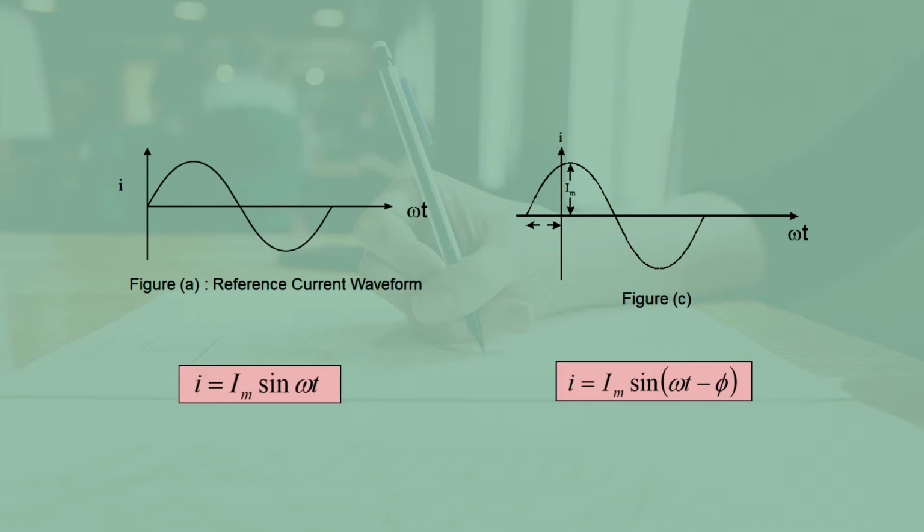So here you can see if the current waveform of figure A is assumed to be the reference wave, then figure B shows the lagging current, and this current can be written as i is equal to Im sine omega t minus phi. So this equation shows that current is lagging or running behind the reference wave by an angle phi.